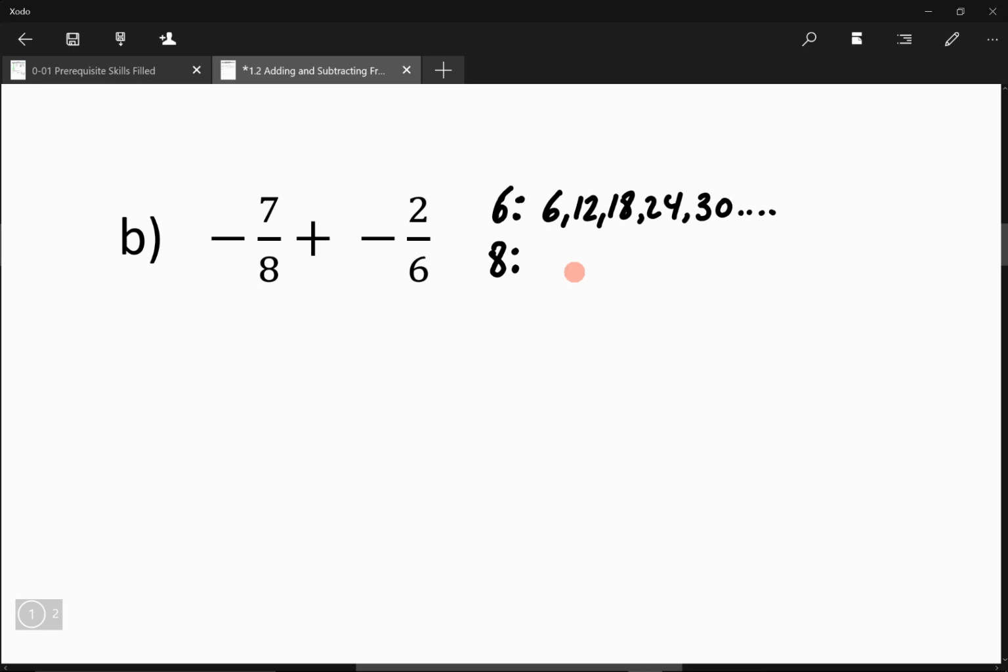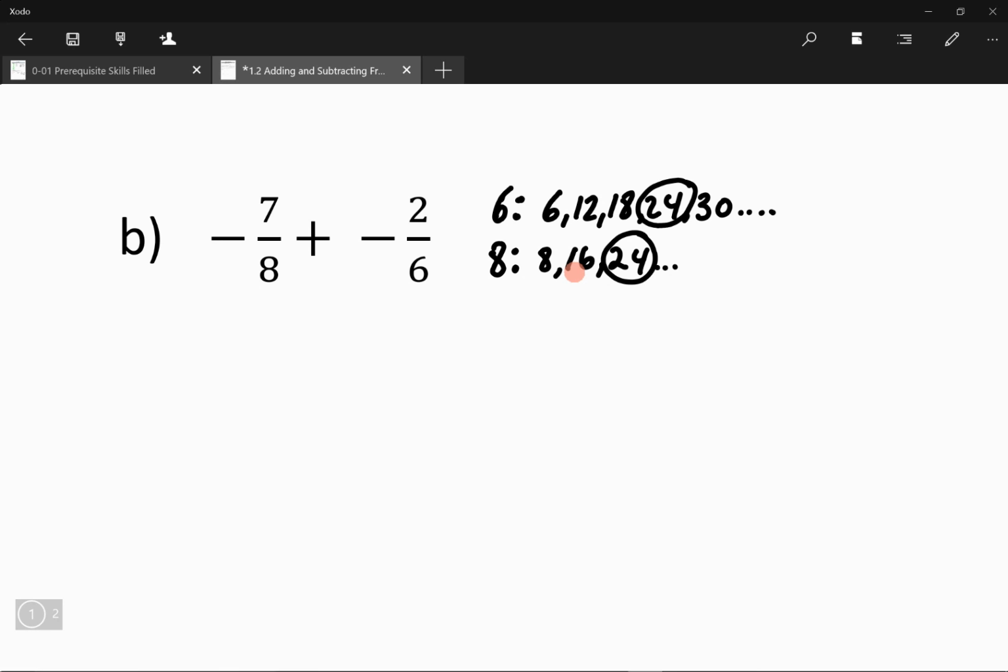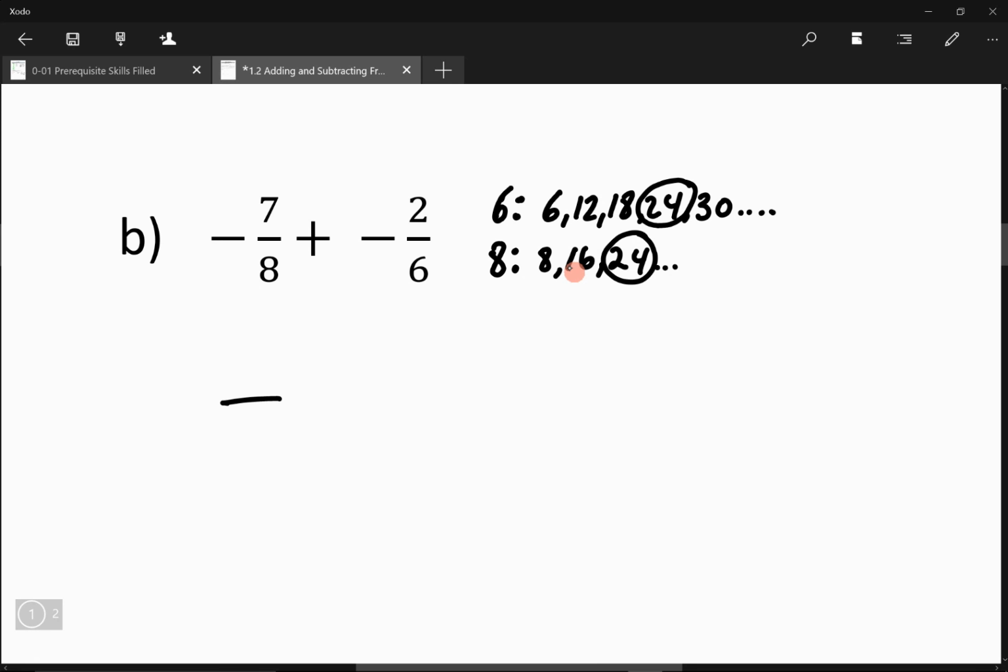If I skip count by 8, I have 8, 16, 24. Oh, I'm going to stop there. The reason I'm going to stop there is because, look, I have found a common multiple, 24 and 24. That's the denominator I'm going to use. All right, so here I'm going to write each fraction as a fraction out of 24.